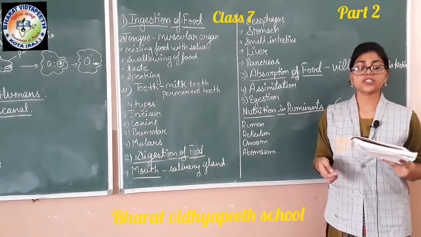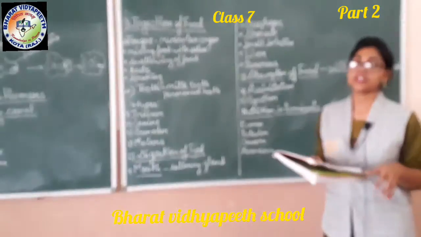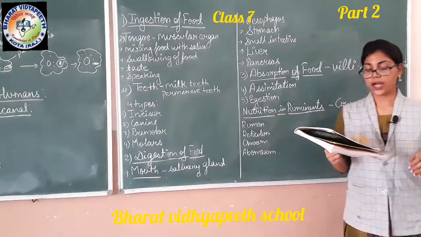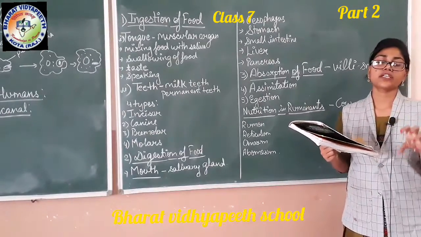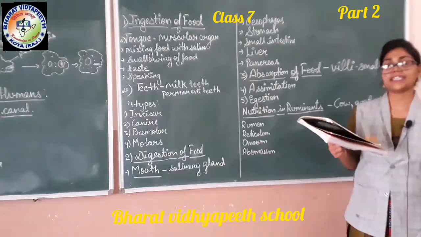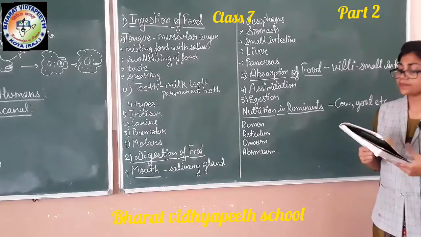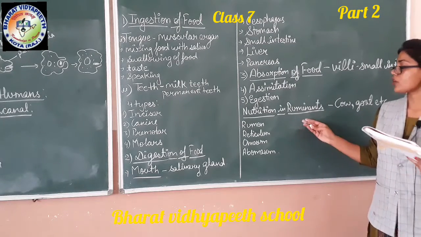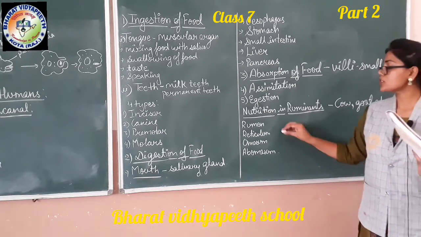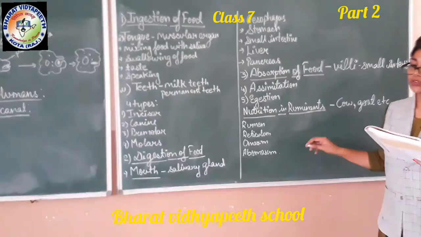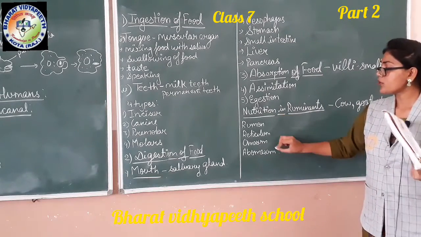The chewing of small lumps of food again and again is known as rumination, in which the food is taken in, reaches the stomach, and then again comes back towards the mouth. This is known as rumination, the process of nutrition in ruminants. This includes the following organs. The first is the rumen, reticulum, omasum and abomasum.